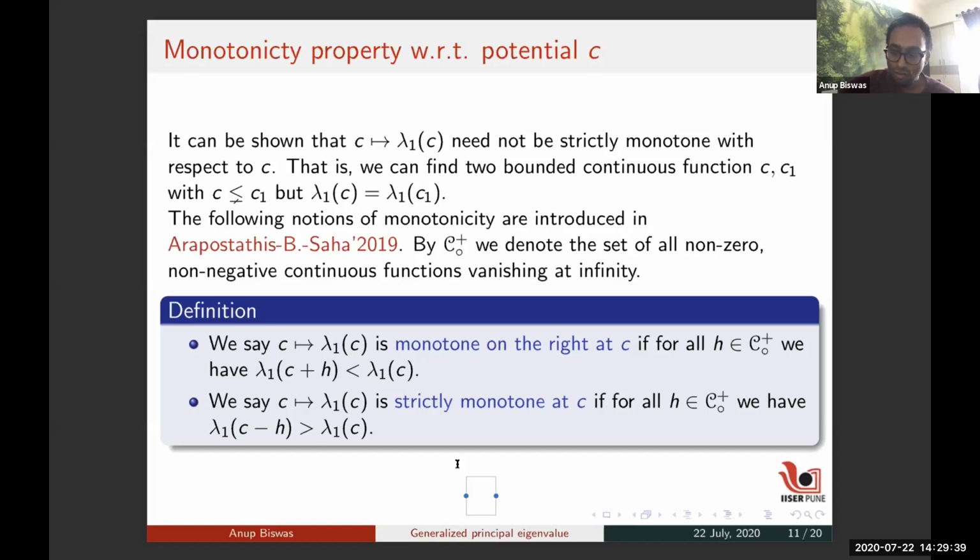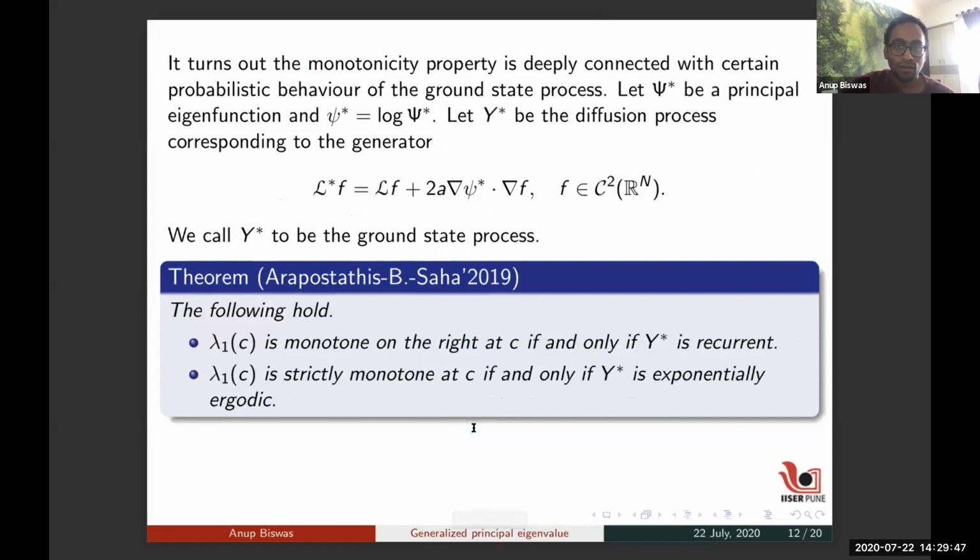Okay, so now when this property holds, what's happening? When such a thing holds, there is a probabilistic characterization, and let me try to tell you briefly what it means. You start with psi star, the principal eigenfunction. So you take the operator L and psi star being the principal eigenfunction, you take the log because that's a positive function, so log makes sense. So I get small psi star.